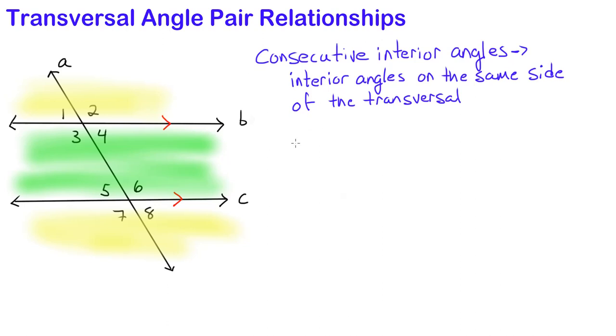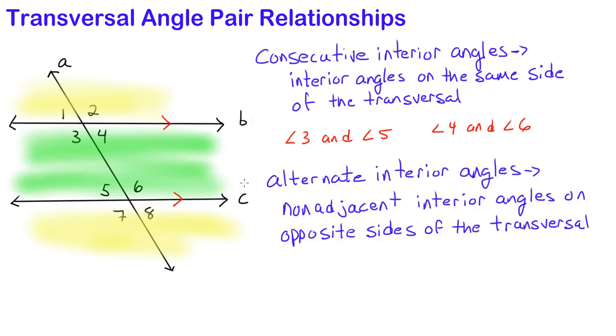So consecutive interior angles are interior angles, so that green zone, right, that are on the same side of the transversal. So we know our interior angles are angles 3, 4, 5, and 6, but which ones are on the same side of the transversal? So angles 3 and 5 are both interior angles, and they are to the left of the transversal A. So that would be angle 3 and angle 5 are consecutive interior angles, and that would be angle 4 and angle 6 are also consecutive interior angles.